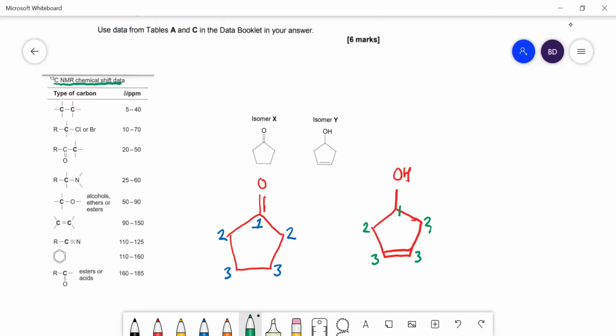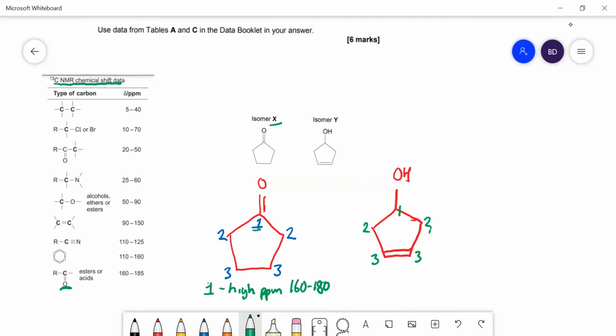Well, let's look at X. That has got a carbonyl carbon, which tends to give you a pretty high ppm. Esters or acids, it says here, or ketones. Carbon number 1 there is going to give you a high ppm, in the region 160 to 180, and you won't see that in compound Y. You're not going to get anywhere near as high as that.